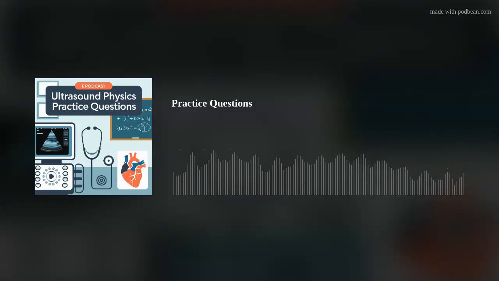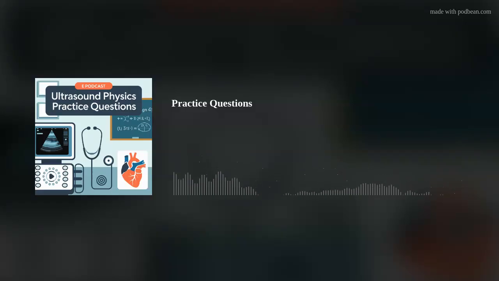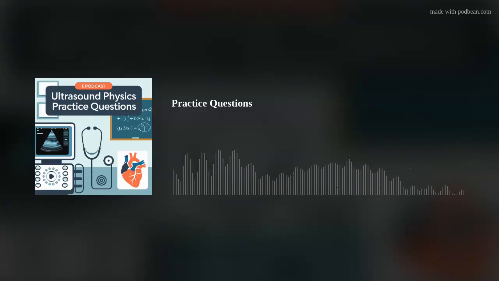wavelength. Exactly. And that relationship is important for ultrasound because it explains why those higher frequency waves give you better resolution, but they don't penetrate as deep into tissues. Lower frequency waves don't give you quite as much detail, but they can travel further. It's all about picking the right frequency for the job.